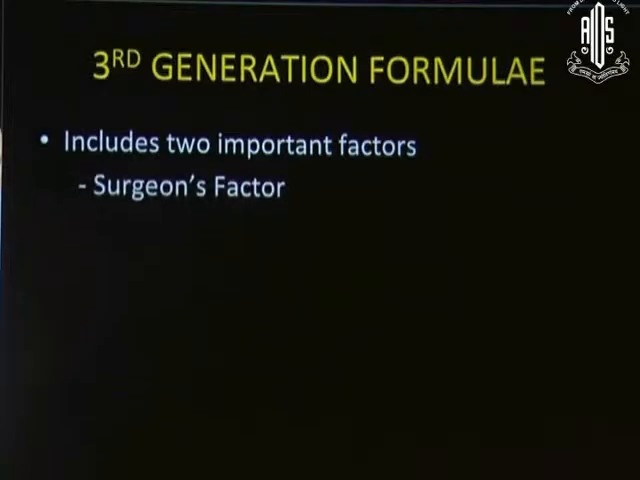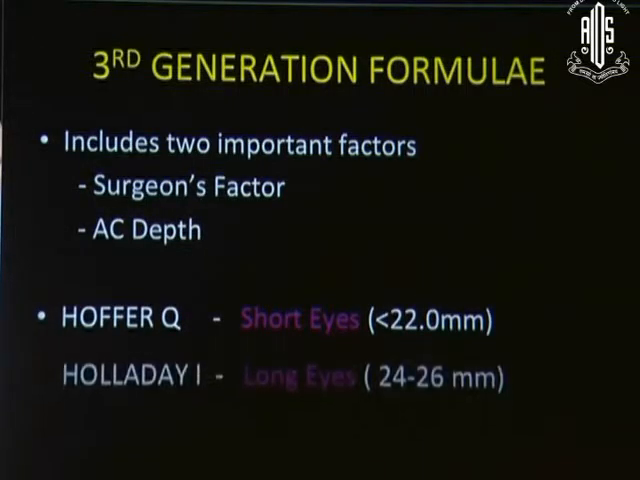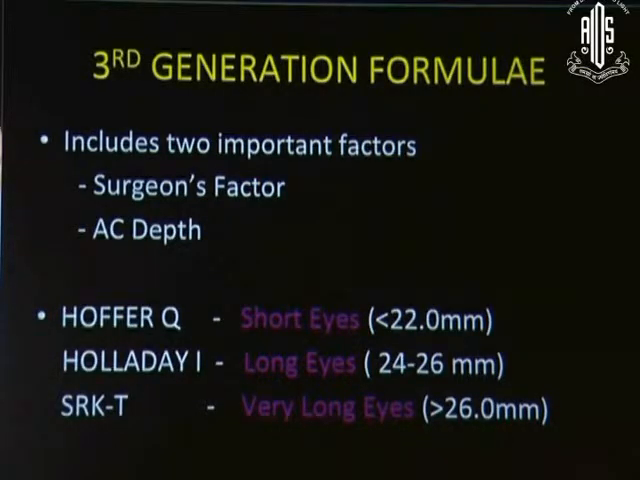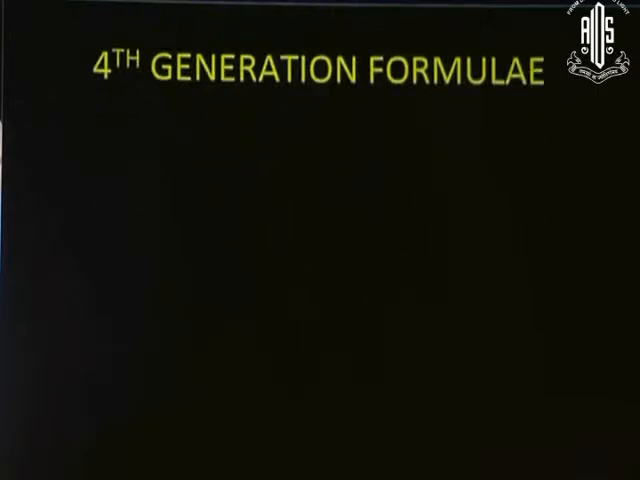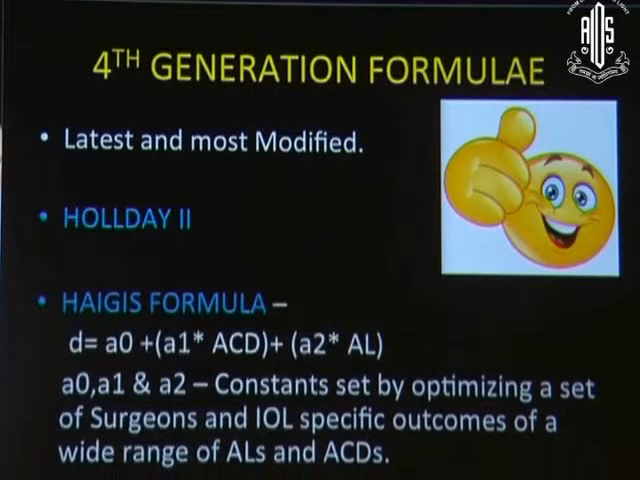The third generation formula is a step up on this, and it includes two factors more. That's the surgeon's factor and the AC depth. Hoffer Q in short eyes, which is less than 22 millimeters, Holladay 1 in long eyes, 24 to 26 millimeters, and SRK/T in very long eyes. So the third generation formula is important in these conditions, and you can use these formulae for your patients. The fourth generation formula is the latest and the most modified, and you have the Holladay 2 and the Haigis formula.